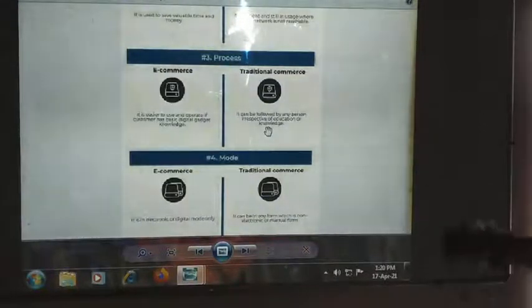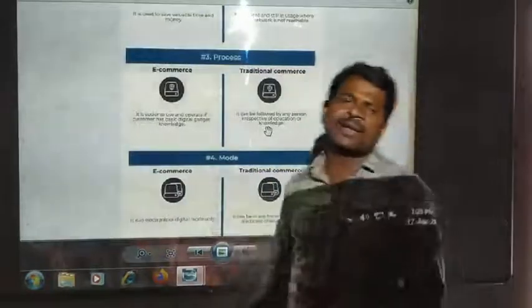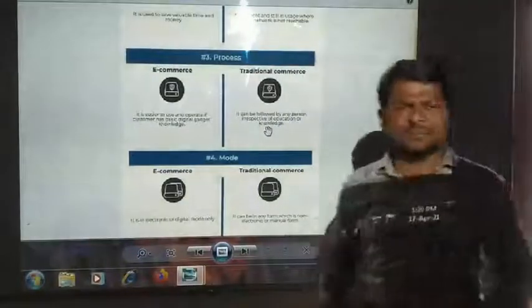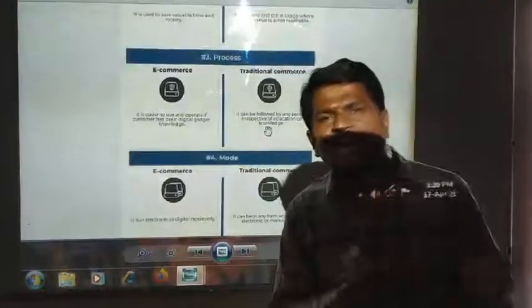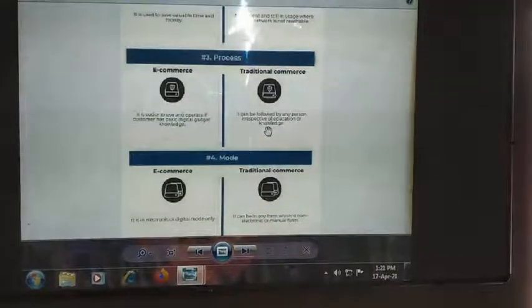Here we will see mode. Mode means what? It is an electronic mode. E-commerce is completely in an electronic mode, whereas traditional commerce may be in any way, but not in electronic mode. It is some other modes. It may be any other ways.